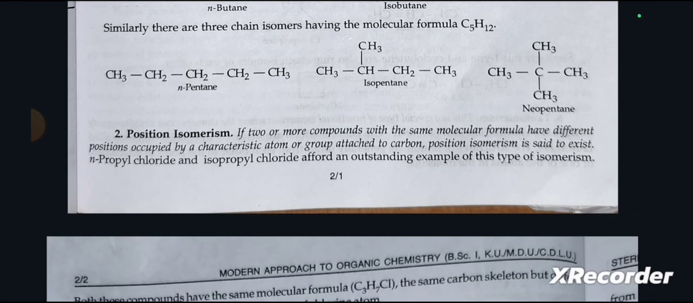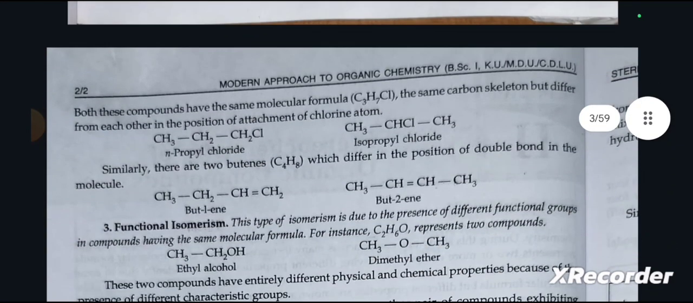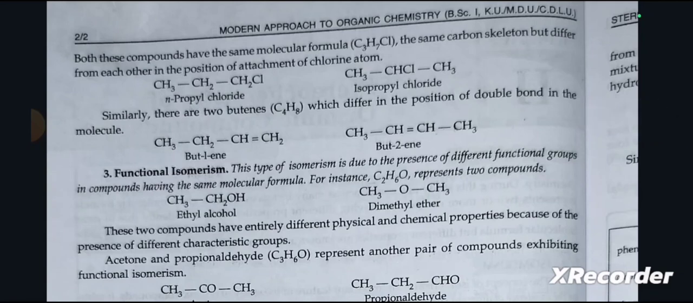Second, position isomerism. If two or more compounds with the same molecular formula have different positions occupied by a characteristic atom or group attached to carbon, position isomerism is said to exist. N-propyl chloride and isopropyl chloride afford an outstanding example of this type of isomerism. Both these compounds have the same molecular formula C3H7Cl, the same carbon skeleton, but differ from each other in the position of attachment of the chlorine atom.